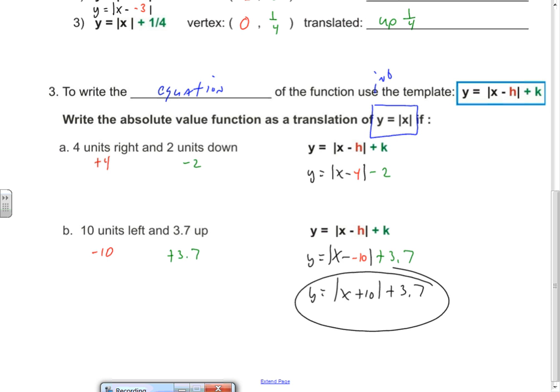Right, and obviously we wouldn't leave negative and negative. We would simplify that into an x plus 10, right? Make sense? Right? We always would simplify. Okay, so that's writing the equation.